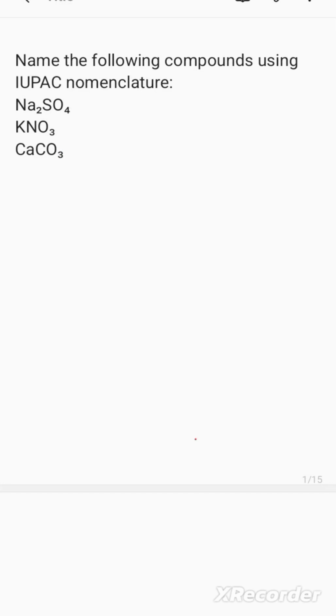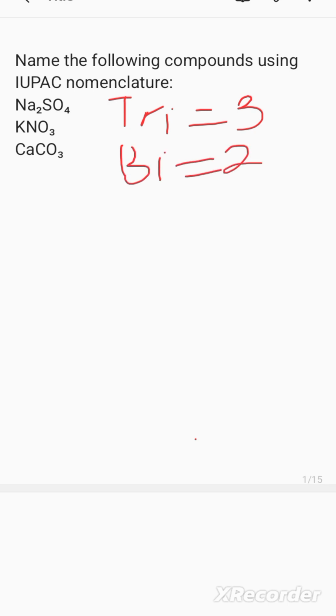In today's lesson, we are going to be discussing how we can find IUPAC nomenclature. If you want to do any IUPAC nomenclature, the first thing you have to check is whether the compound is a ternary compound or a binary compound. If the compound is ternary, you are going to have 3 elements in that particular compound. If it is a binary compound, you are going to have 2 elements. So you have to take note of this.